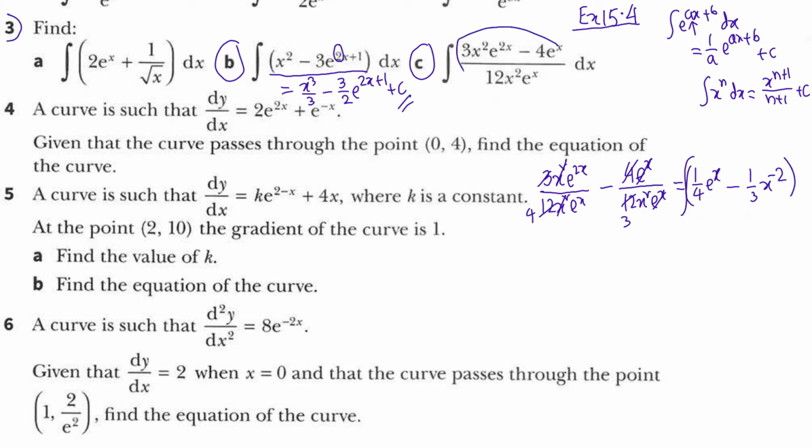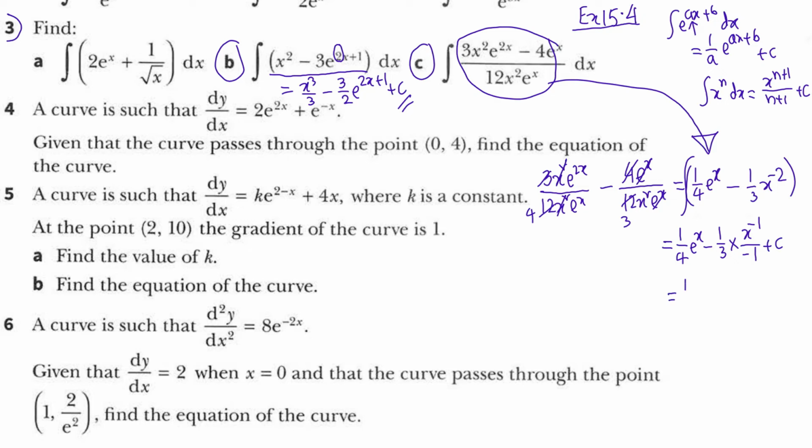From this expression we can write the expression like this. Now it is possible to integrate. Very simple integration is here. 1 by 4 e to the power x first one, then minus 1 by 3 into x to the power minus 1. Why? Because minus 2 plus 1 is minus 1, divided by minus 1, plus c.